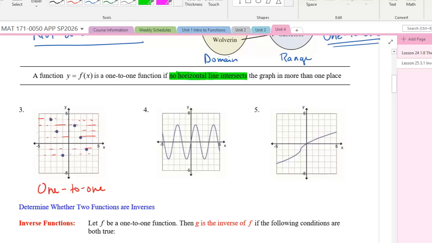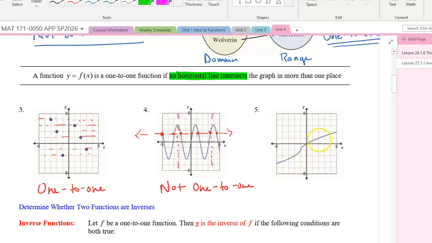What about 4 and 5? Number 4 is a function. It does pass the vertical line test, so I cannot draw a vertical line that goes through more than one point. However, it is not one-to-one because this horizontal line crosses here, here, here, here, here, here, and here. So this is not one-to-one.